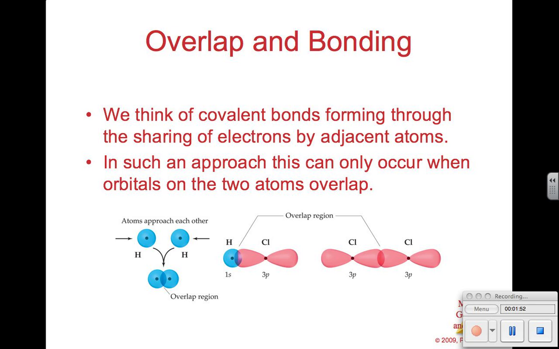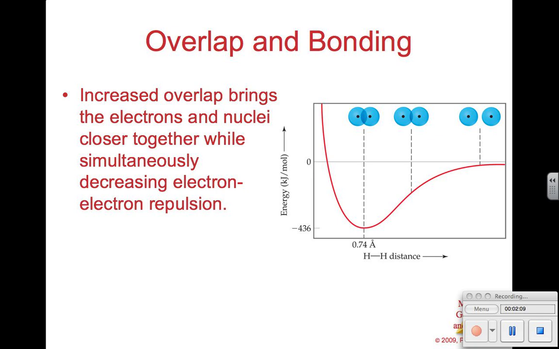And so this approach can only occur when orbitals on the two atoms overlap. That's the only way you can have electron sharing, if the orbitals overlap, meaning that the electrons are spending some time in the region near the other atom's nucleus.